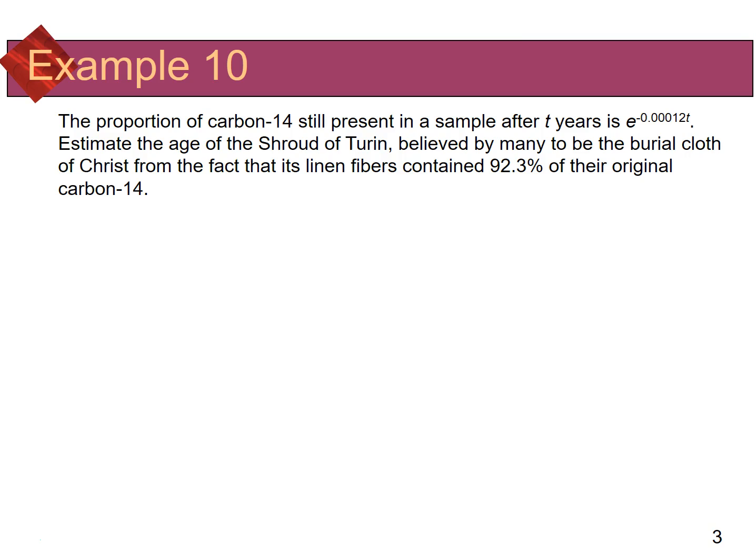The proportion of carbon-14 still present in a sample after T years is e to the negative 0.00012 T. Now, what's nice about your textbook is that they already set up the exponential for you at this point. I don't know if they're going to get to a point where you have to set up the exponential yourself. They haven't done that yet.